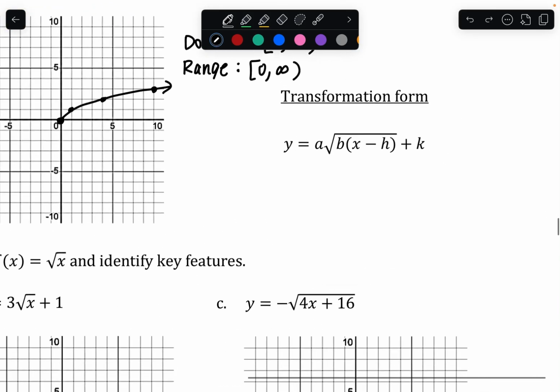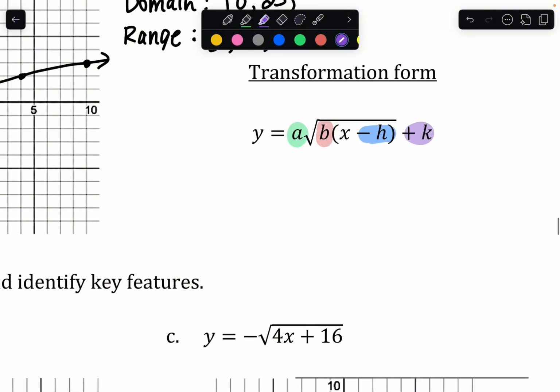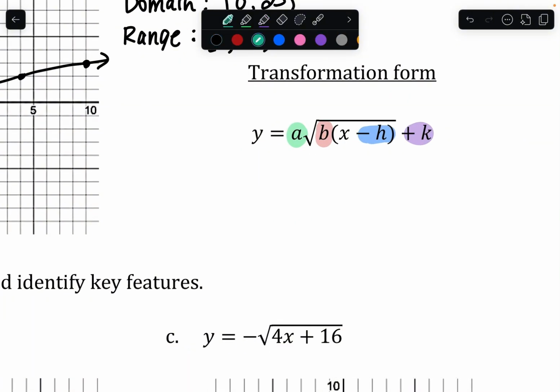Okay, over here, transformation form looks like this. We have a scale factor outside the radical. We have a scale factor inside the radical. And then we also are adding and subtracting numbers inside and outside. And so the scale factor outside the radical, that's where you're going to get your vertical reflection. And so that's your reflection over the x-axis. And that's also where you're going to get your vertical stretch or your vertical compression.